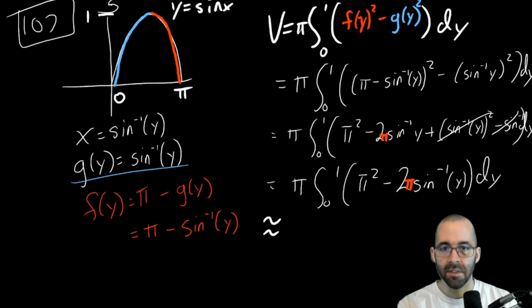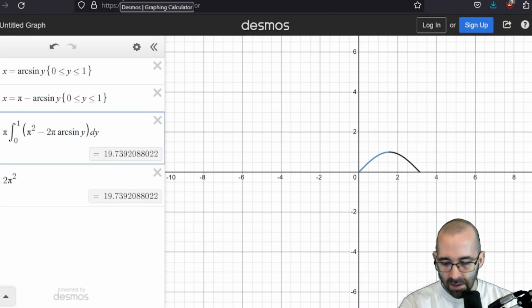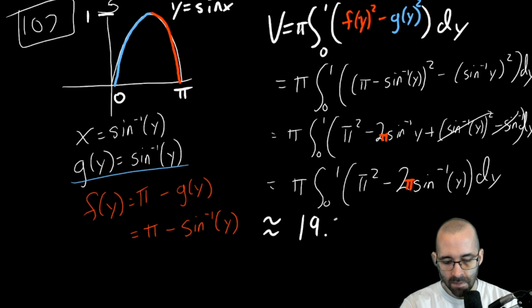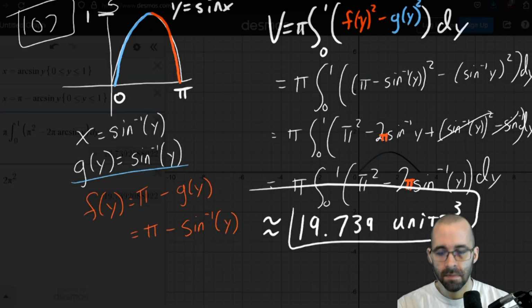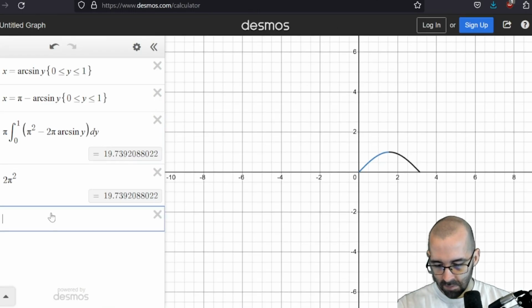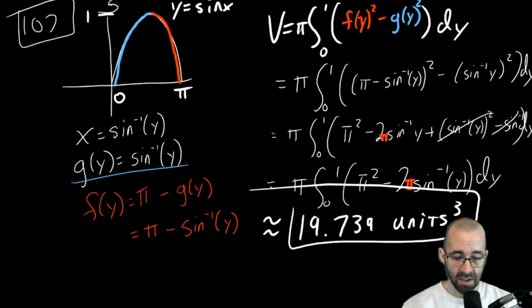Again, we'll approximate our answer here. The book has an exact answer, but if you're using a calculator, you're going to have to approximate the answer. 19.739 units cubed. Which again, their answer was 2 pi squared. Which is the same. But you wouldn't know that if you're using a computer to approximate your answer. That's pretty much it. Let me know if you have any questions, and enjoy.